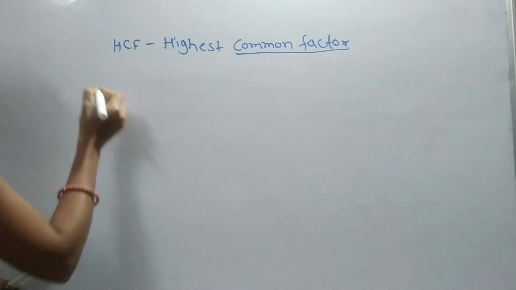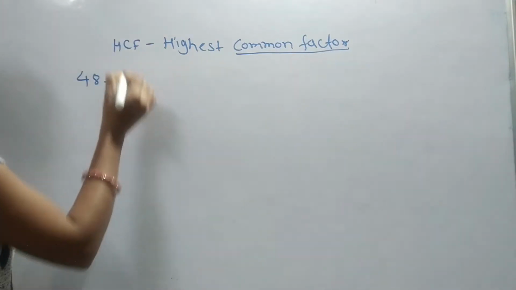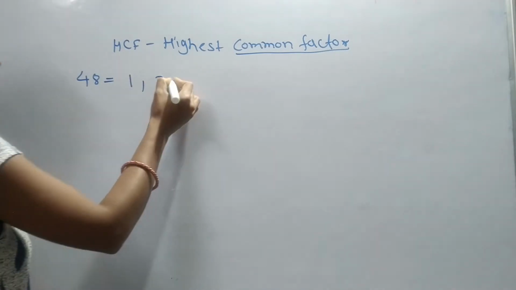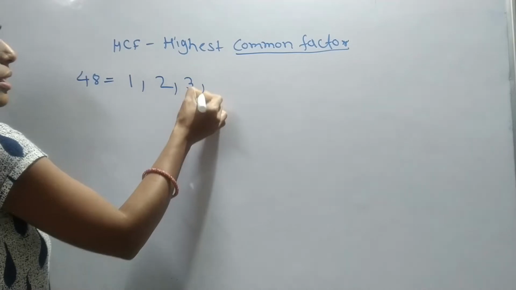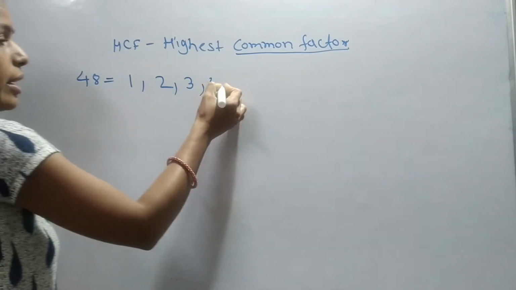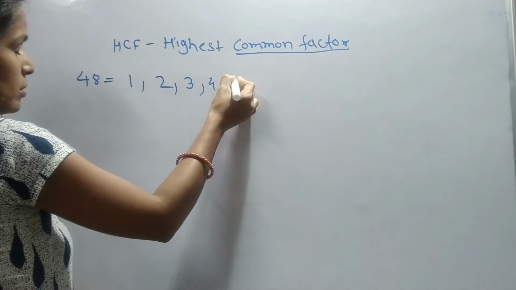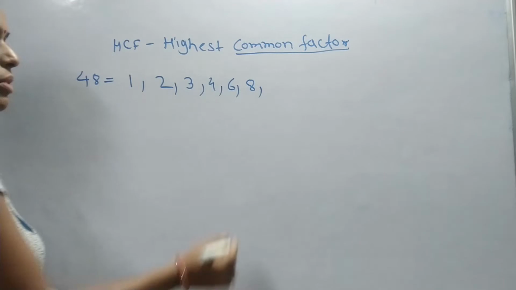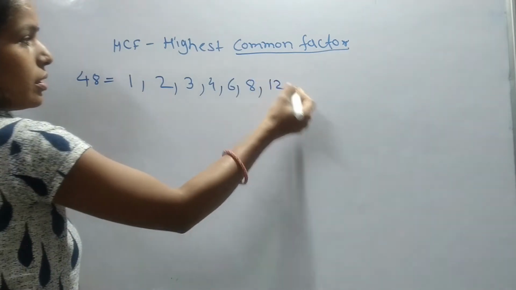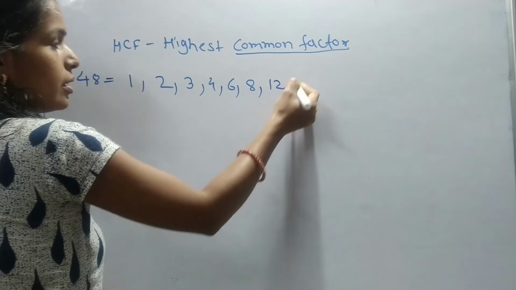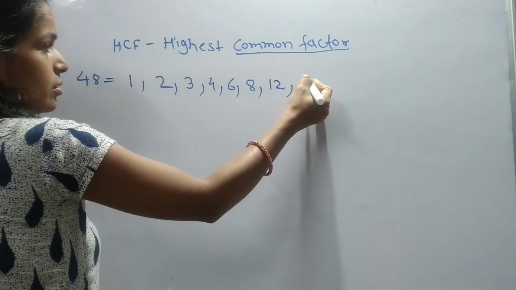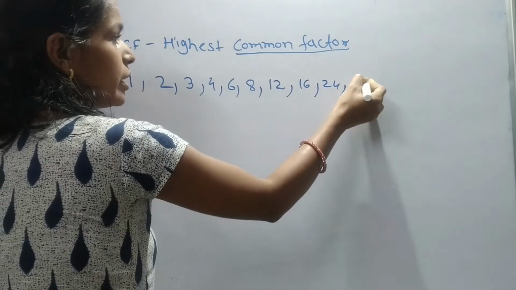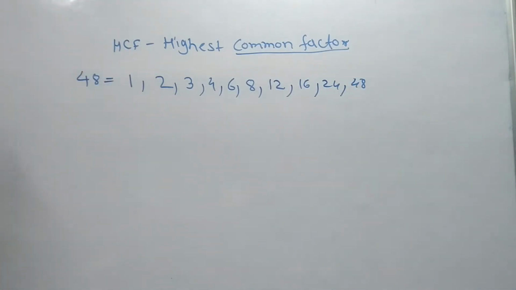See here, the number given to you is 48. We know that the factors of 48 are 1, 2, 3, 4, then after 4 comes 6, then 8. After 8, which number will come? 6 8s are 48, so 6 comes. Then 16, because 3 16s are 48. Then 24, because 2 24s are 48, and 48, because 1 48 is 48.